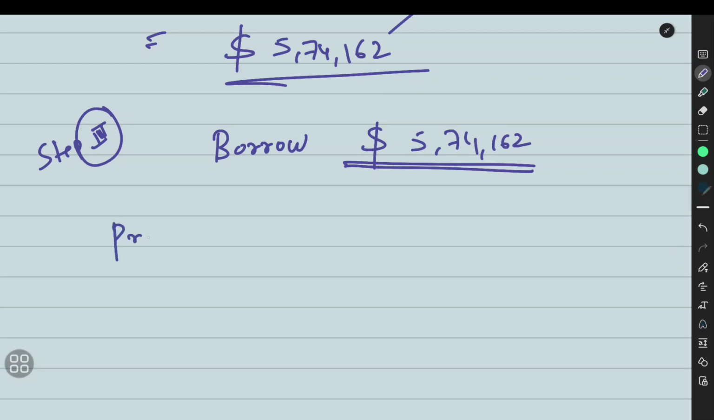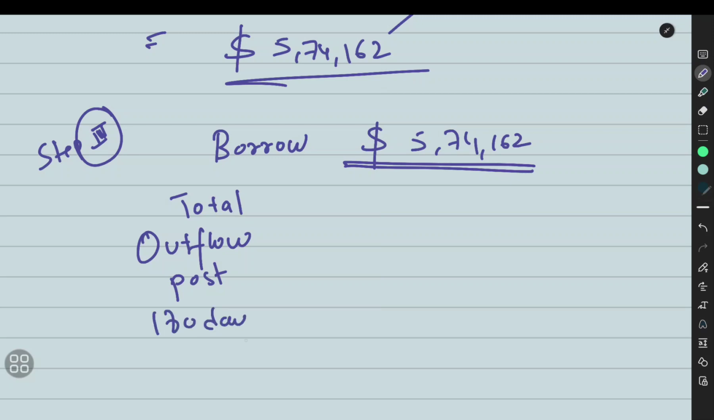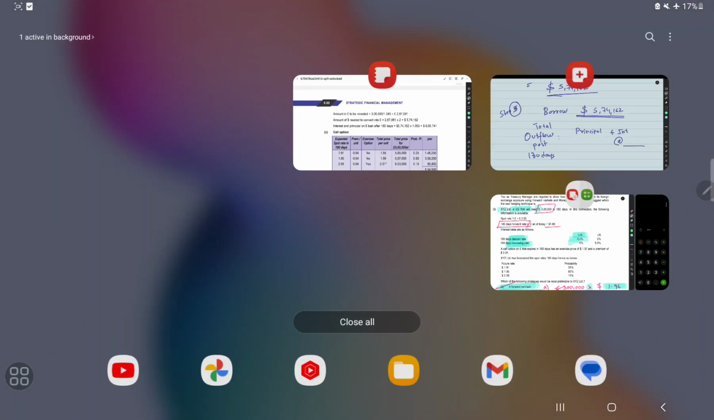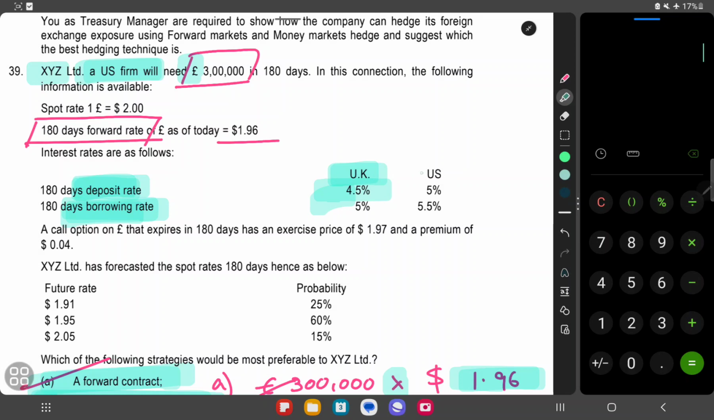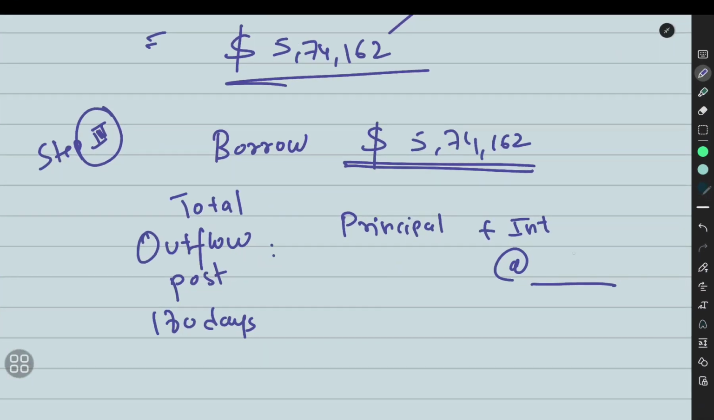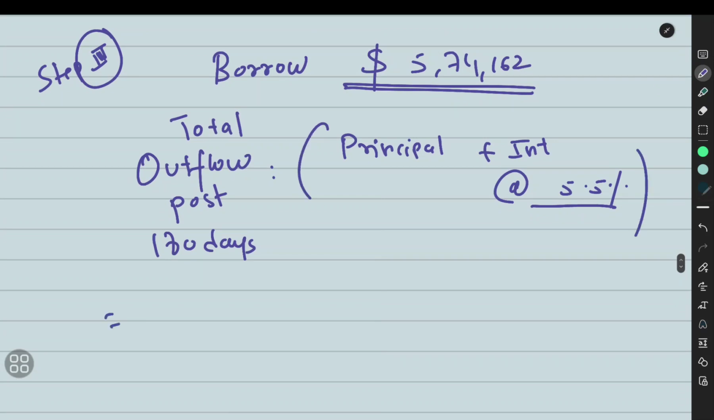So the total outflow, which is principal plus interest post 180 days, which is my maturity period, is equal to principal plus interest. Interest at the US borrowing rate. In the question we say the US borrowing rate is 5.5%, so 5.5% for 180 days, directly they've given. Correct? Let's calculate.